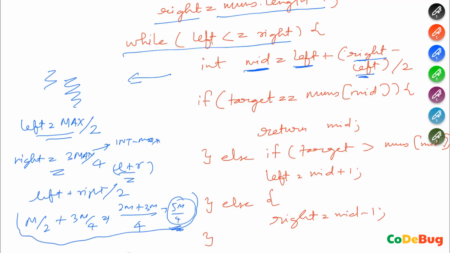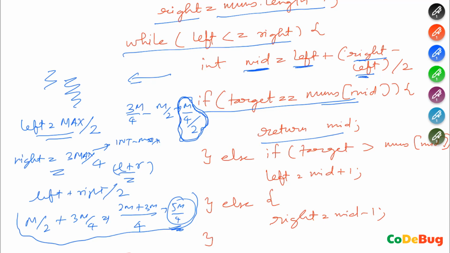If we do right minus left, we have 3 max by 4 minus max by 2, which becomes max by 4, then by 2. So this will never lead us to integer overflow. That's why we do left plus right minus left by 2. And like we said, we check if the number at mid is equal to the target, and we return mid. If the target is greater than nums at mid, left is mid plus 1.